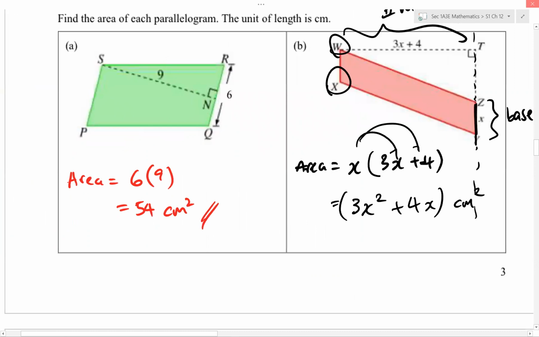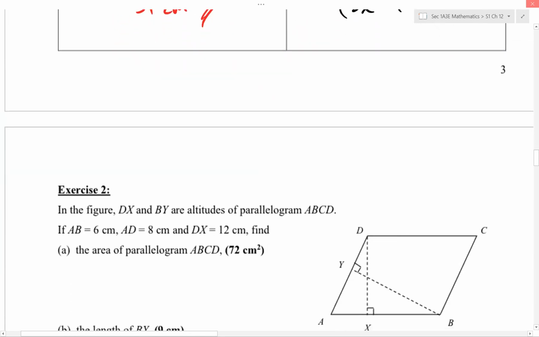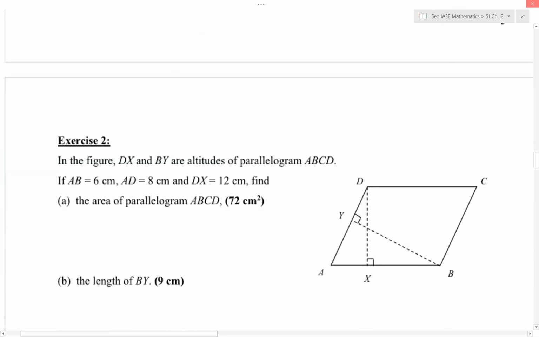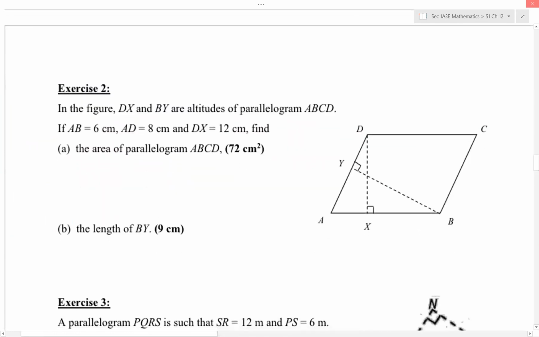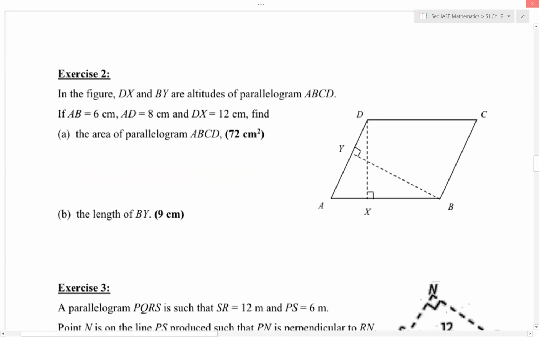Okay, so actually that's all that there is to a parallelogram, but we're going to have something similar to triangles. We'll see that in part B. Now here we have the dx and dy. They are the altitudes, or let's just call them the perpendicular heights of a parallelogram ABCD. Of course, different perpendicular heights correspond to different bases.